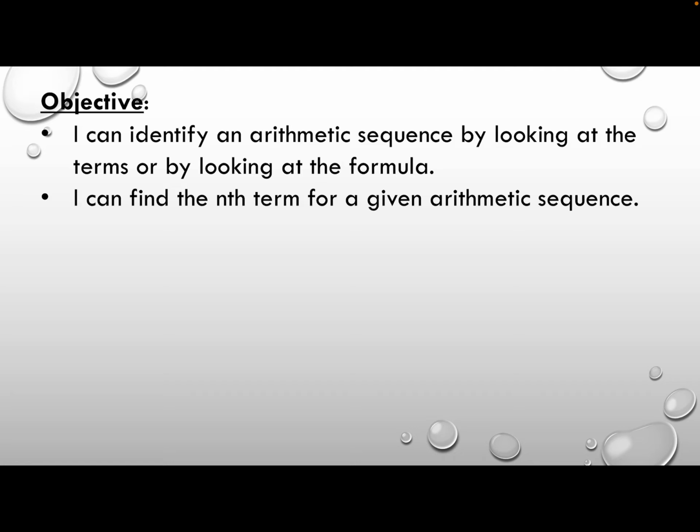In our previous lesson, we talked about this idea of recursive sequences, and the lesson before that, I introduced you all to this idea of an explicit formula. So now we're going to look at a specific type of sequence, an arithmetic one, to be more specific.